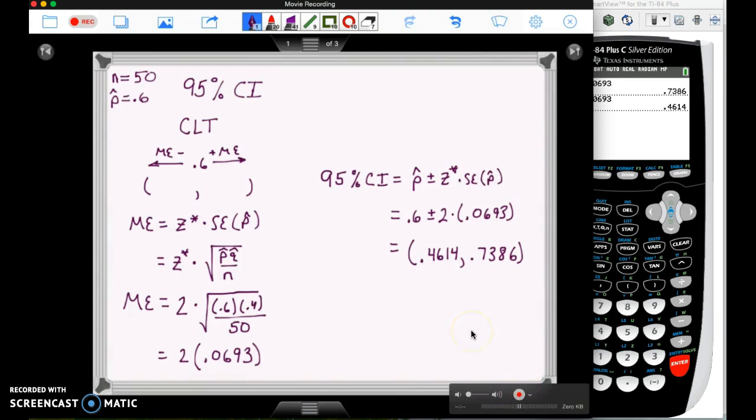So hopefully this presentation helps you understand what a 95% confidence interval is. We're going to change it up in the next presentation, and we're going to look at maybe a 99 or a 90% confidence interval so we can understand the difference.